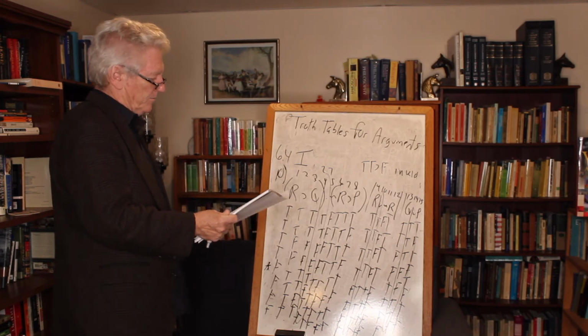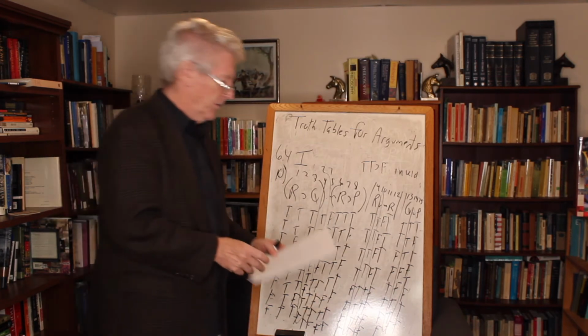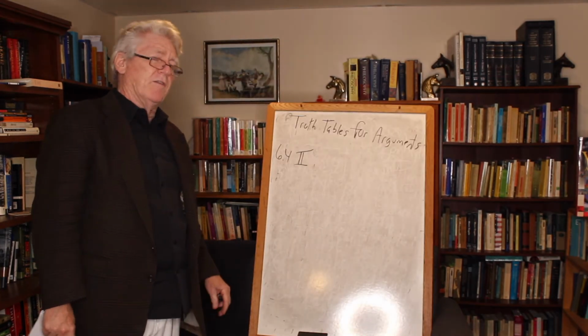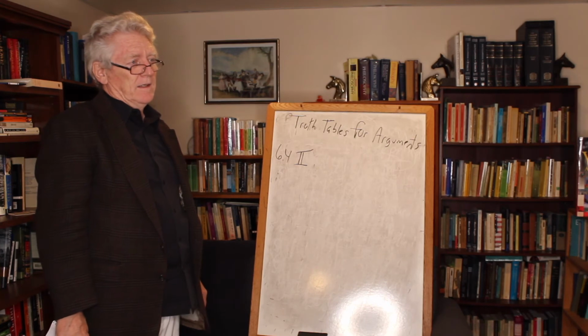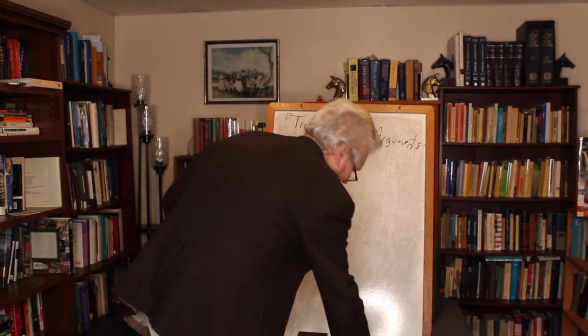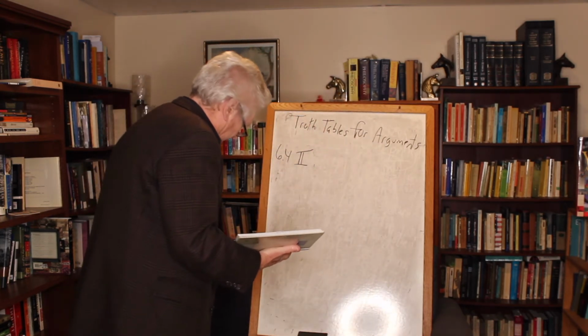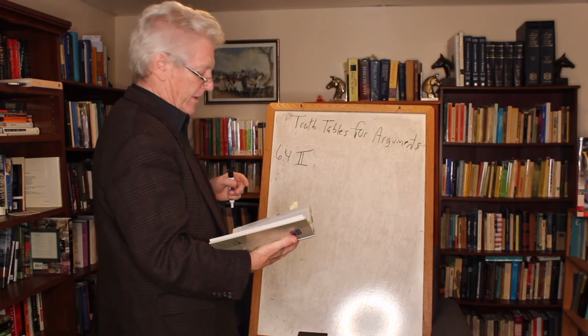Okay, so now we're going to take some that are not word problems, 6.42. So 6.42, you're freed from the word problems for a bit. You're just going to test these arguments in a truth table. And so I'm going to do numbers 1, 4, and 7, which are the starred numbers.